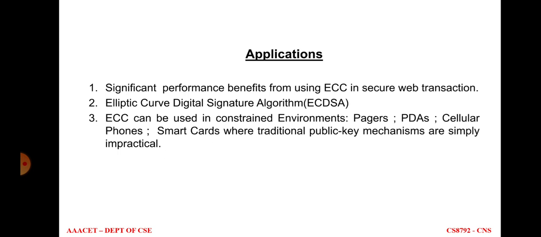So these are some of the applications of ECC. The first one is secure web transactions. For example, we are using net banking nowadays. So this is the main application of elliptic curve cryptography. The second one is the elliptic curve digital signature algorithm. And the last application is for cellular phones, PDAs and smart cards, where we are using elliptic curve cryptography. The first application is web transaction, then digital signature, and cellular phones and smart cards.